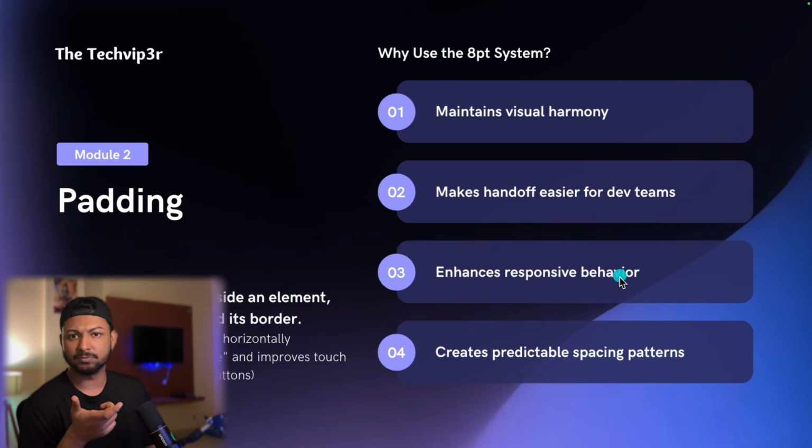It enhances responsive behavior, as I told, for different screen sizes. It creates a predictable spacing pattern. The developer can predict, okay, if it's 8 pixels and the screen size is increased, we can just increase it in multiples of 8 again. So in that way they can create their own patterns.